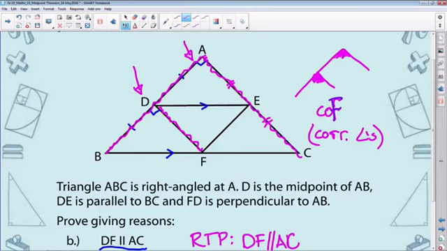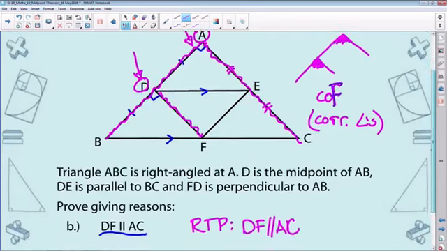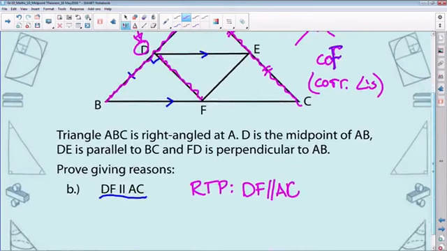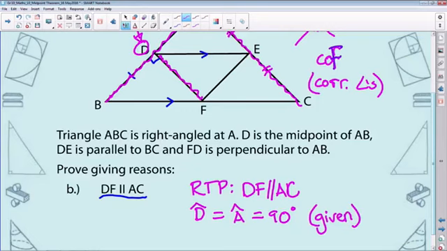But first we need to state that angle D equals angle A. And then we can go on with the rest of it. So that's step one. Angle D is equal to angle A, and they're both equal to 90 degrees. How do I know this? Because it was given to me. I was told right in the beginning. Here, right angled at A, and FD is perpendicular to AB.